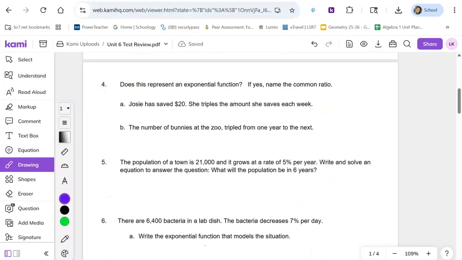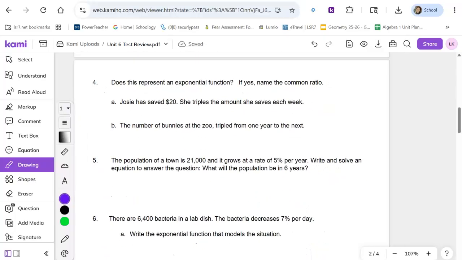All right, number 4, does this represent an exponential function? If yes, name the common ratio. Josie has saved $20. She triples the amount she saves each week. Yes, r would equal 3. The number of bunnies at the zoo tripled from 1 year to the next. Yes, r also equals 3.